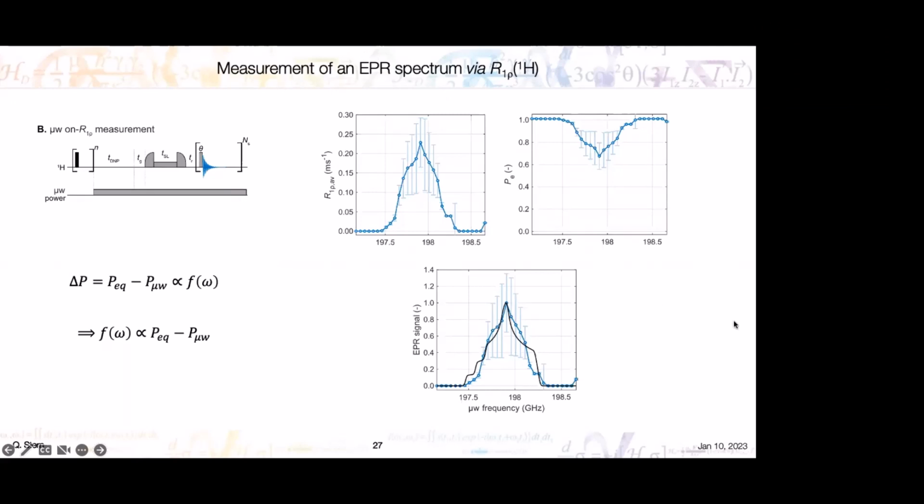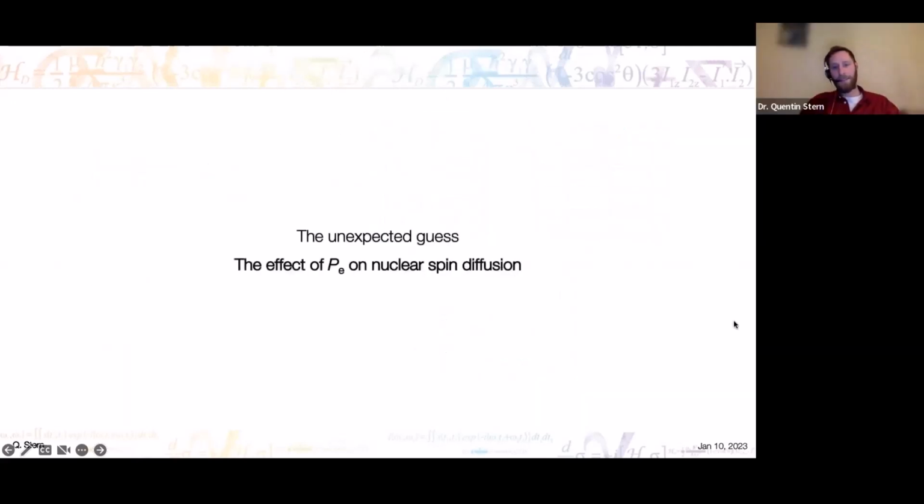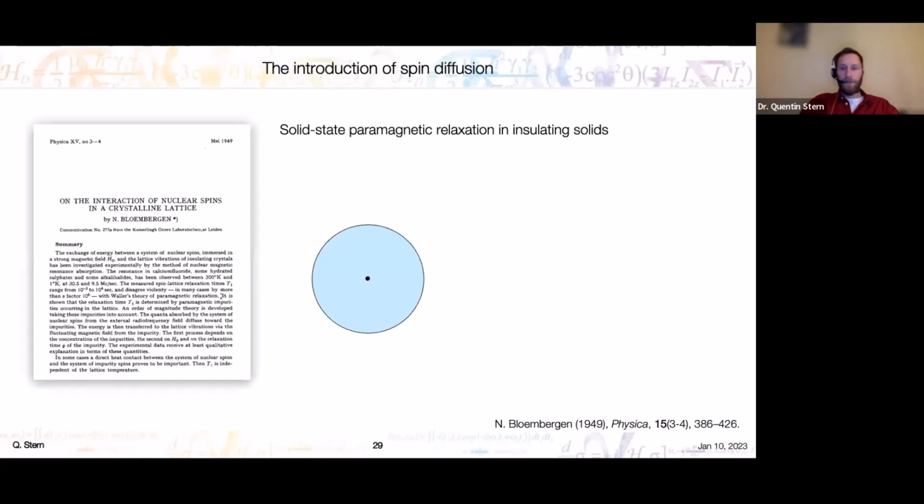Okay, good. So now I move to the last part of this talk, which might sound a little surprising in that I'm talking about spin diffusion in this context. But we will see that spin diffusion is also affected by the electron polarization. To start with, let me give a brief summary of the concept of spin diffusion.